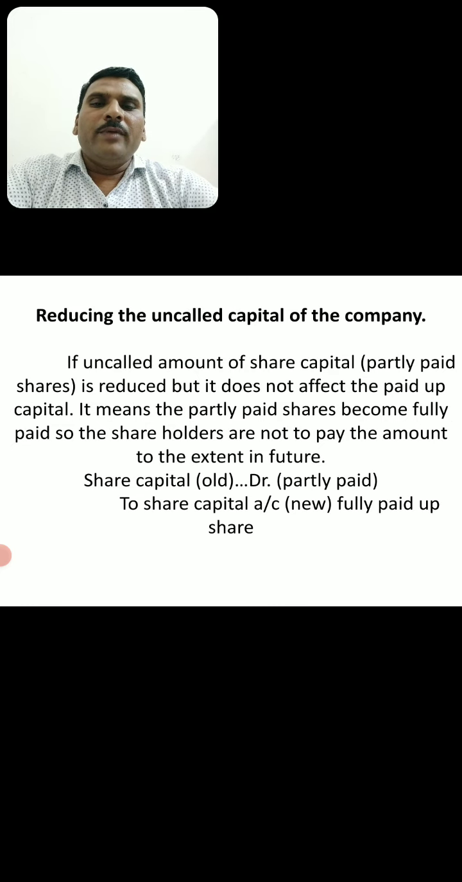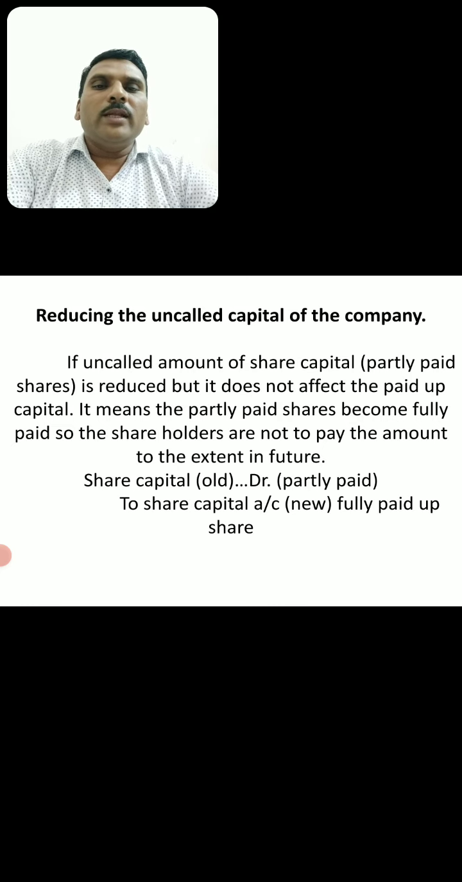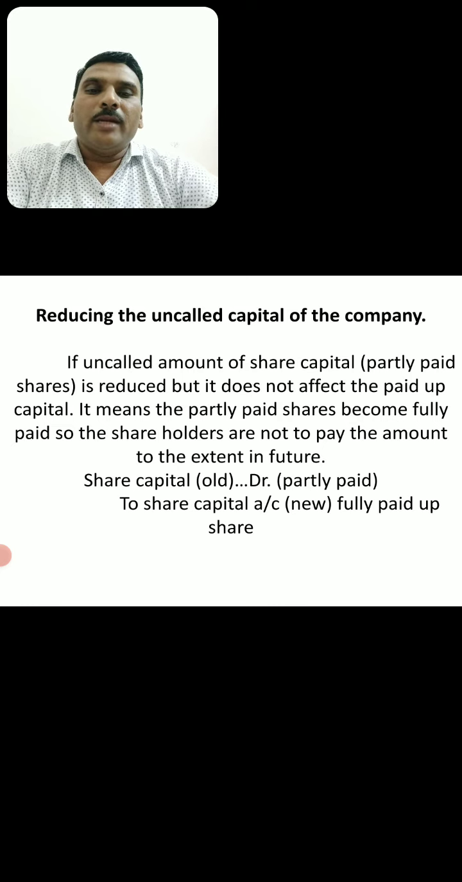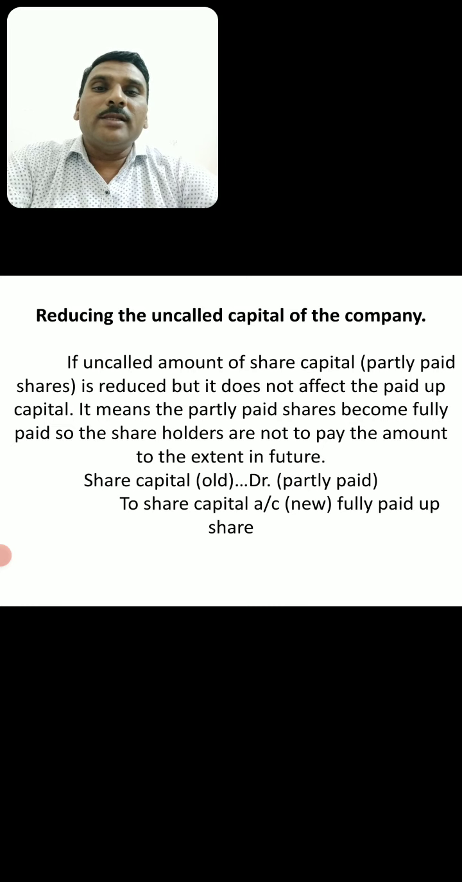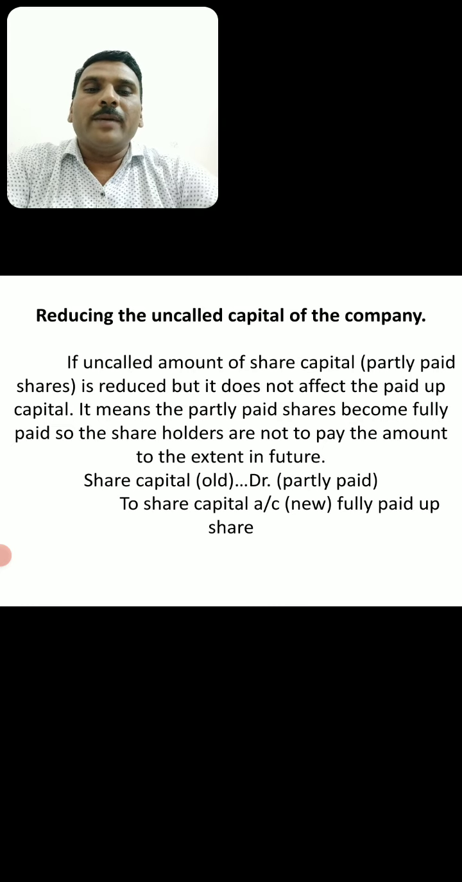First, reducing the uncalled capital of the company. Here, at the time of issue of shares, the shareholders pay only part of the amount, that is, partly paid shares. So those partly paid shares are reduced, but it does not affect the paid up capital. It means partly paid up shares become fully paid up shares, because when the uncalled share capital is cancelled, automatically the partly paid up shares will become fully paid up shares.